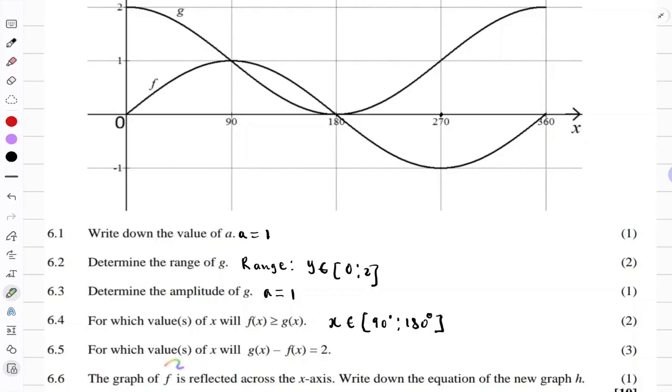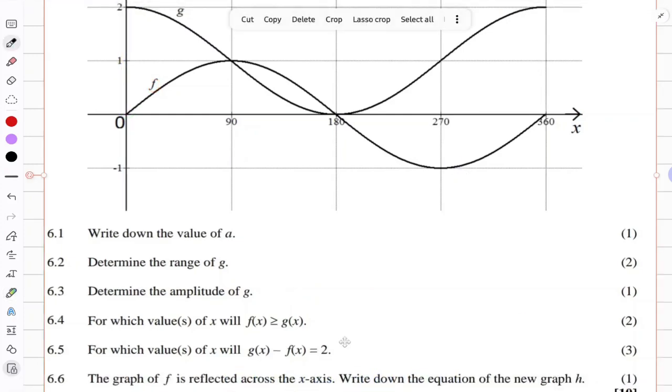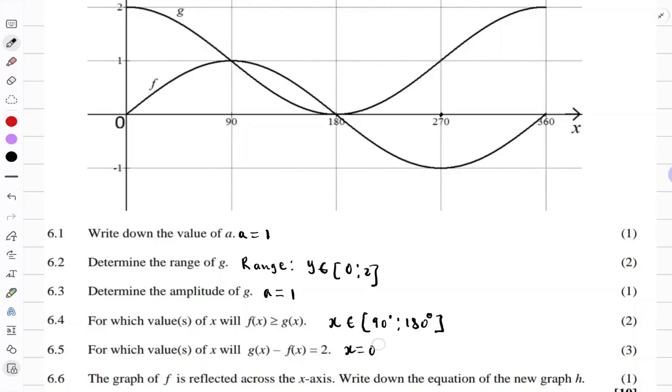So the next question says, for which value or values of x will g of x minus f of x be equal to 2? What this means is if you take the difference between the y values of g of x and f of x, you get 2. So you'll see that when analyzing the graphs, this happens at 3 points. This happens at x equals 0 degrees, because you see that g of x is above f of x by 2 units. The difference between g of x and f of x is 2 units. 1, 2.